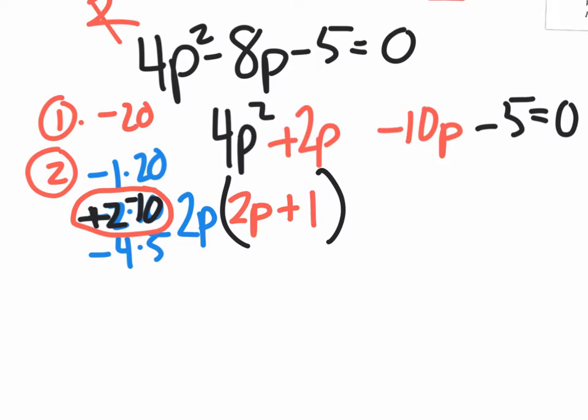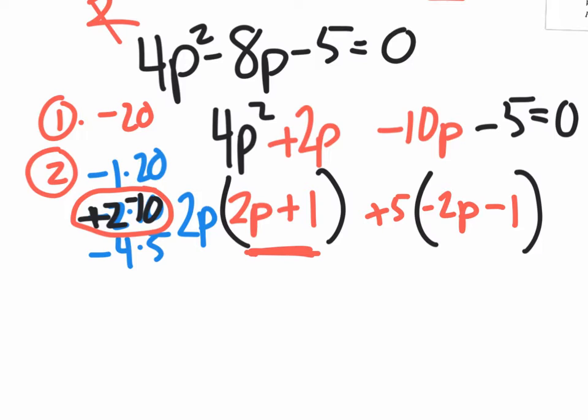2p plus 1. Okay. And how about the second group? What could I pull out of the second group over here? A negative 5. You could pull out a 5, but pulling out a 5 would mess things up, because if you pull out a positive 5, you're going to have a negative 2p right here and a negative 1. And as you can see, over here you have positive 2p and positive 1. Right here you have negative 2p and negative 1. So that's not good. Let's pull out a negative 5 instead.